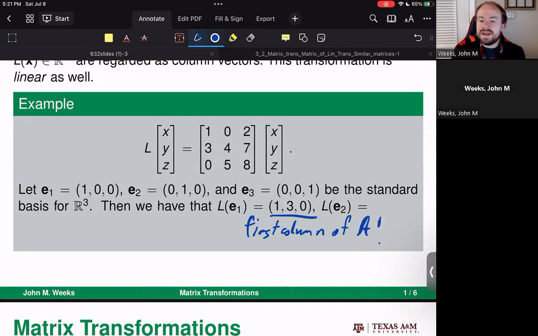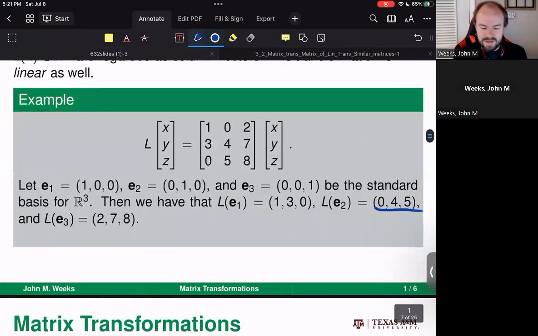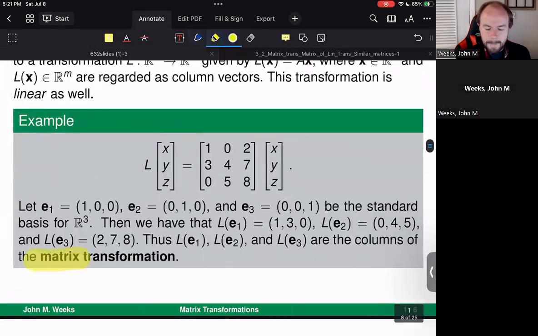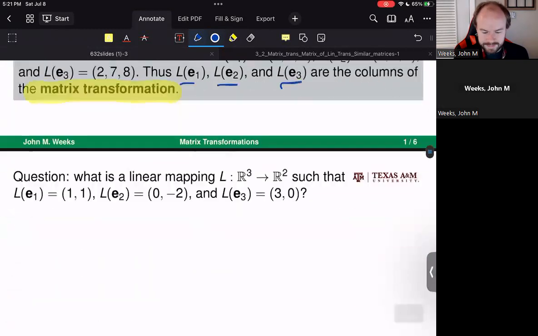L of E2, on the other hand, now has just a 1 in the second place and zeros elsewhere, so it is only going to pick up one copy of the second column. So L of E2 will be 0, 4, 5, and similarly L of E3 will be 2, 7, 8. You're noticing that the linear transformation given by this matrix multiplication picks up standard basis elements and then just picks apart the columns. L of E1 is the first column, L of E2 the second, and L of E3 the third. L of E1, L of E2, and L of E3 make the columns of our matrix.